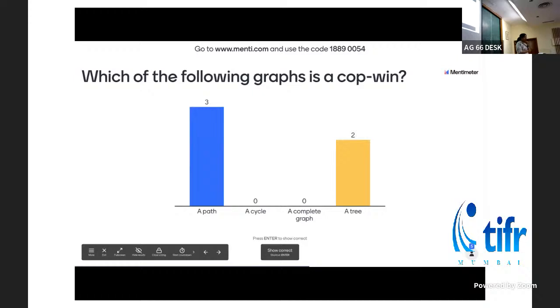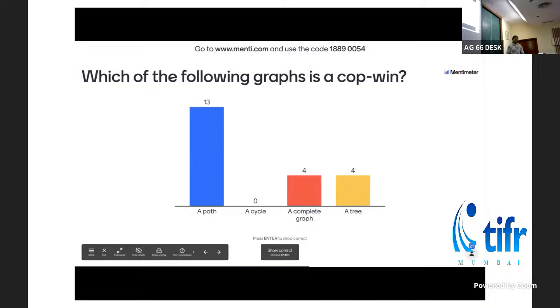So forget about the path and the cycle then, because we've already discussed it. Between, okay, a complete graph, is that a cop win? It's a complete graph. The cop chooses a place to be. Is there any place that the robber can hang out and feel safe? No, right? So it's an extreme sort of a cop win graph. The robber has no chance, it's not even going to survive one round. So a complete graph is clearly a cop win.